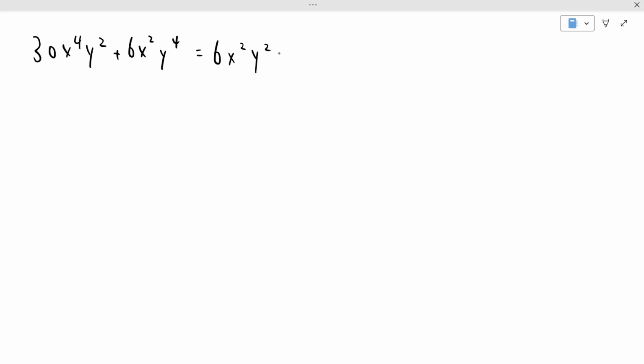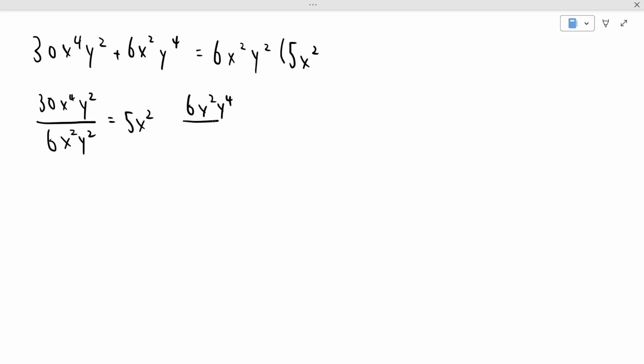So now we need to take both terms and divide that by the greatest common factor 6x squared y squared to determine what goes inside the parentheses. If we take 30x fourth y squared and divide that by 6x squared y squared, then we get a 5x squared, which is the first term in the parentheses. If we take the second term, 6x squared y to the fourth, and divide that by 6x squared y squared, we get a plus y squared, which is the second term inside the parentheses. And this is our final answer.